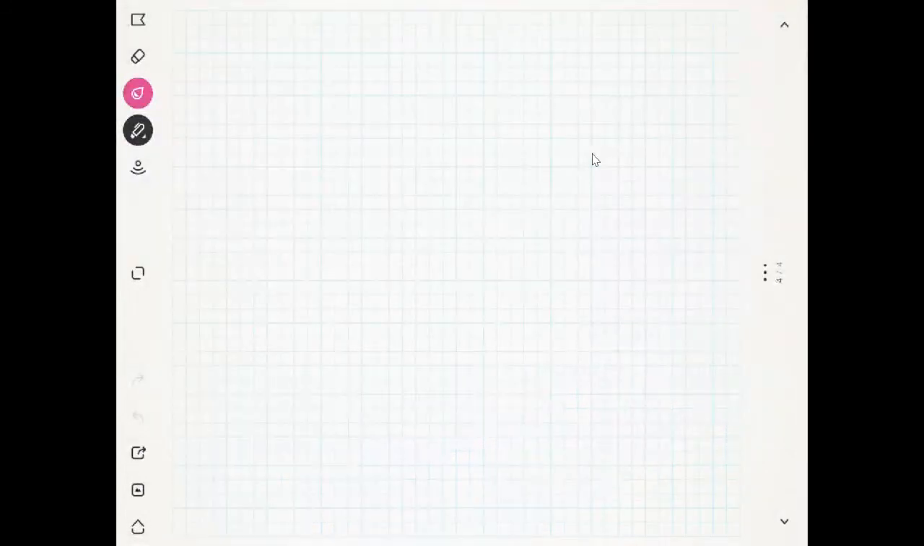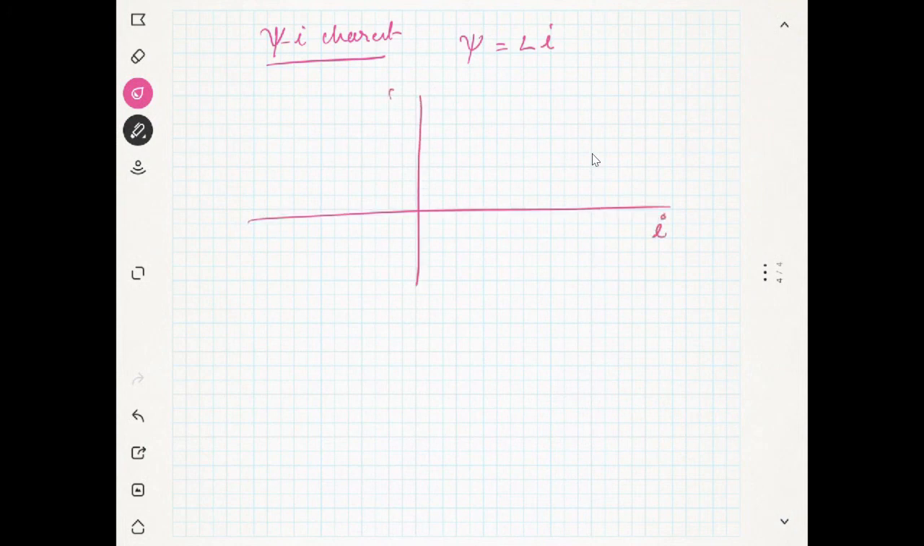Okay, this is the psi-I characteristic of the inductor. You know that psi equals Li. So I can plot it like this, like the resistance. This is the current, and this is the flux linked with the inductor. This is linear. You can see this is a straight line. And what is the slope? L. Slope is L. Yes, exactly like the resistance property.